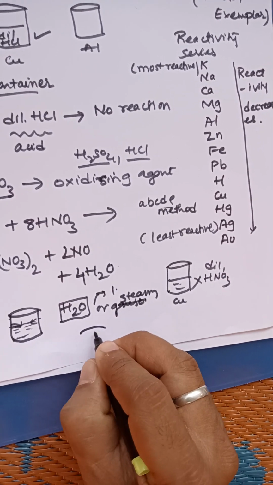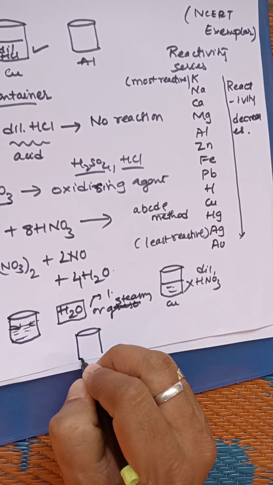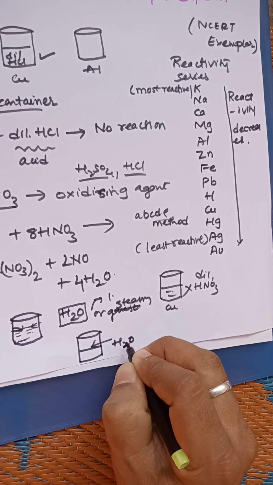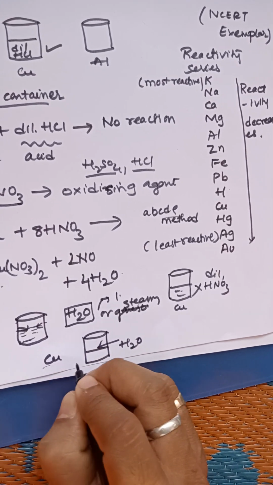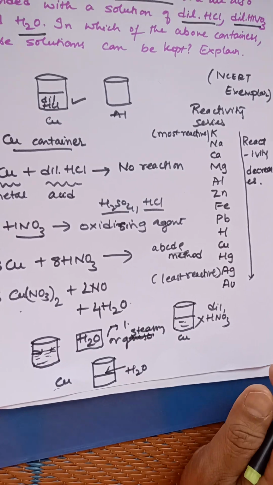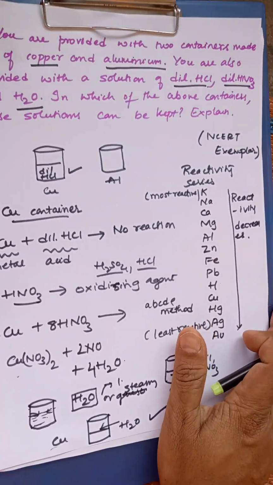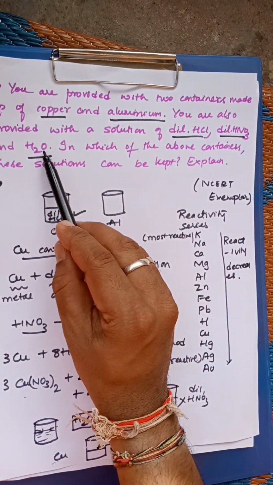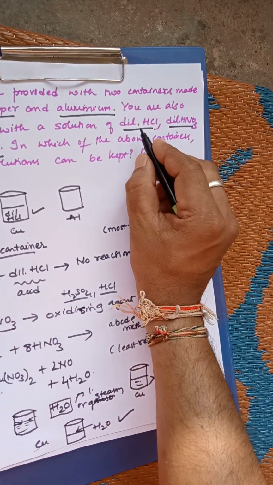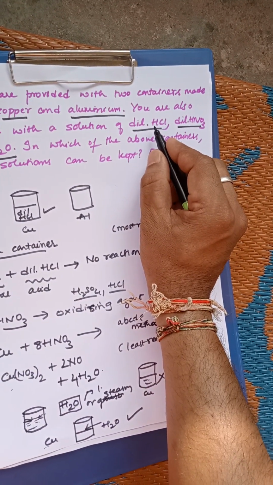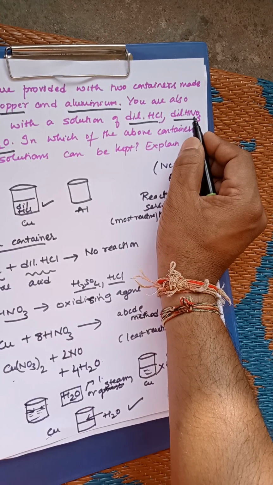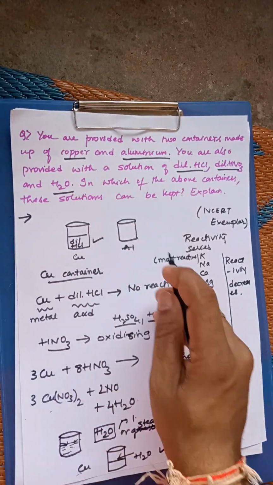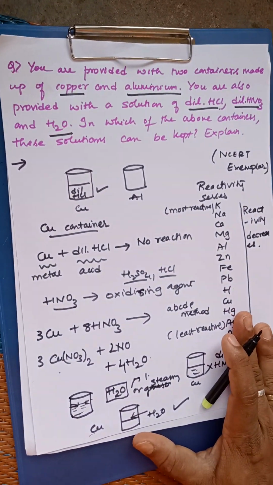So water can be safely stored in a copper container. We have seen whether these three solutions can be stored in a copper container or not. Dilute HCl, yes, it can be stored in a copper container as there is no reaction. Dilute nitric acid, no, it cannot be stored. There is a chemical reaction between nitric acid and copper. Water can be safely stored in a copper container.